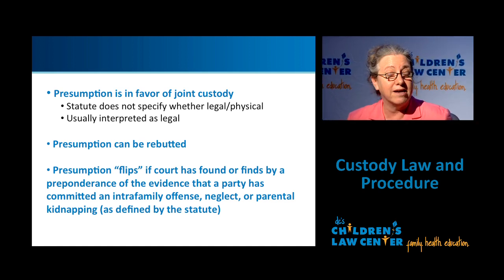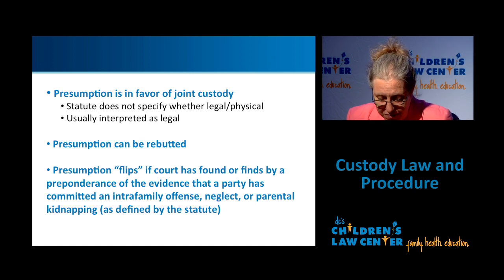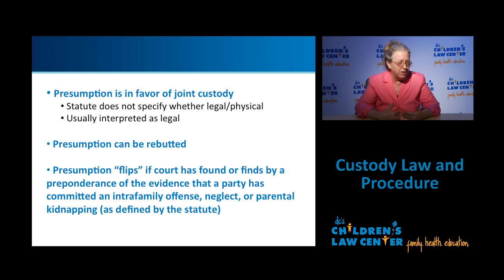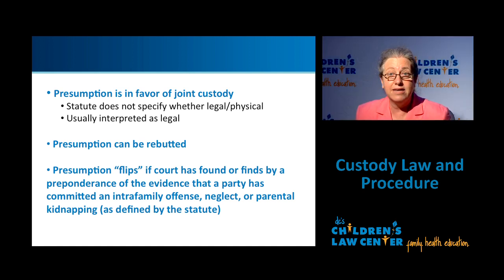And that's something we can help you assess depending on who your judge is and what the facts of the case are. Essentially, though, if you want to rebut it, you will do it by showing that joint is not in the best interest of the child. In addition, you'll see that the statute provides that the presumption flips under certain circumstances, that there is a presumption against joint custody if the court finds during the course of your custody case, or has found in the context of another case, that a party has committed an intrafamily offense, or child abuse and neglect, or parental kidnapping as defined by statute. All of those terms are defined by statute.